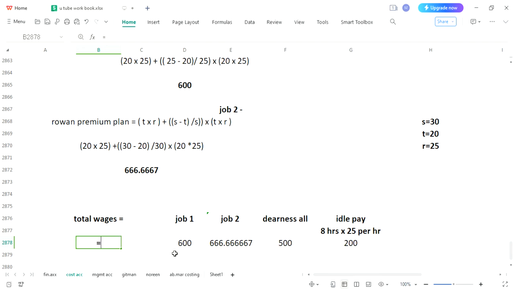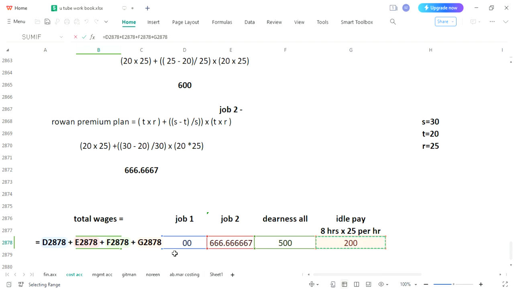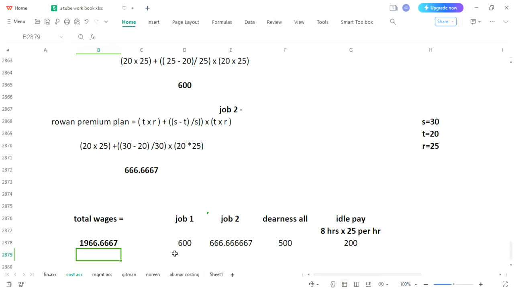So first amount was 600 for job number 1, and then you will add 666 for job number 2, and then you will add 500 for DNS allowance, and number 4 you have 200 rupees for idle payment. So finally we have 1966. This would be considered as total wages, and that's what the requirement of the question was. Let's mark it as it has been done.